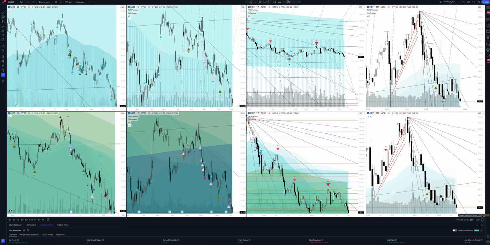Next, let's move on to the 2-hour timeframe. You may notice different colored moving averages. They show the average price of an asset at different time intervals.